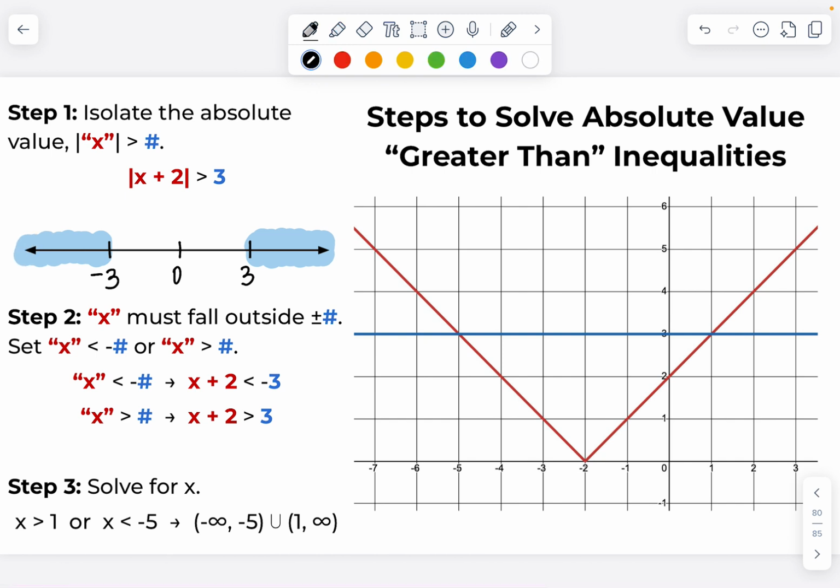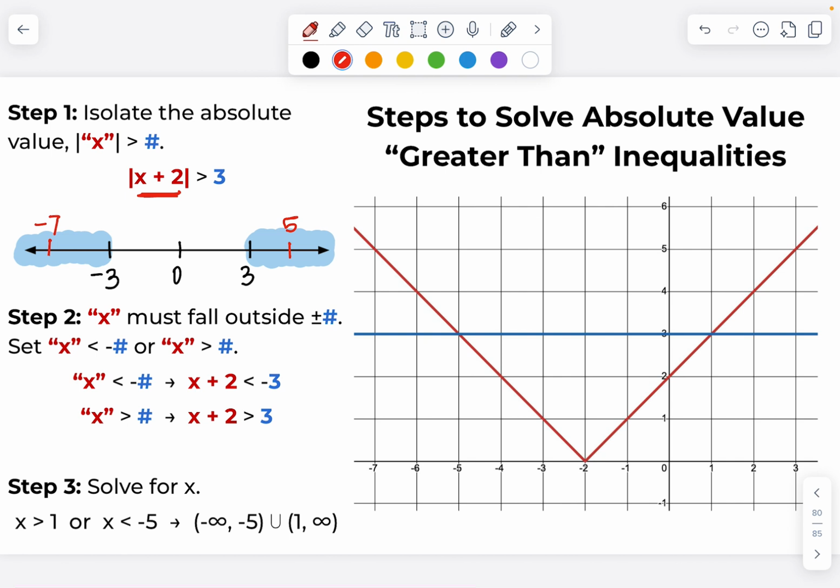All right? Because, for example, say I have -7. Say that this portion, x plus 2, equaled -7. So if that was true, the absolute value of -7 is 7. 7 is greater than 3, that checks out. Same thing over here. Let's say I have 5. The absolute value of 5 is just 5. 5 is greater than 3, that also checks out.